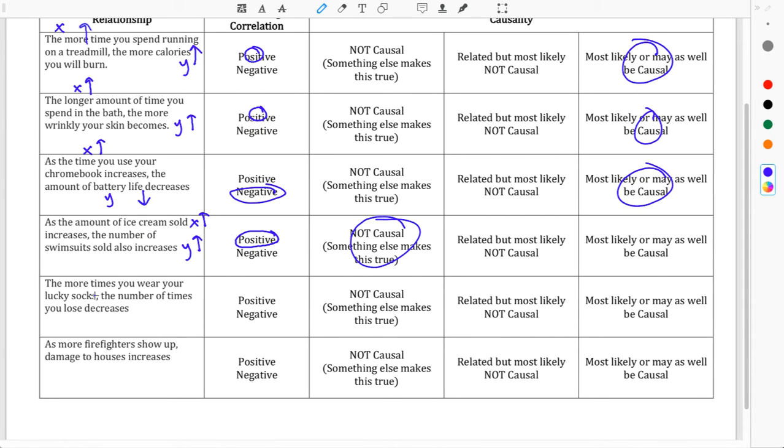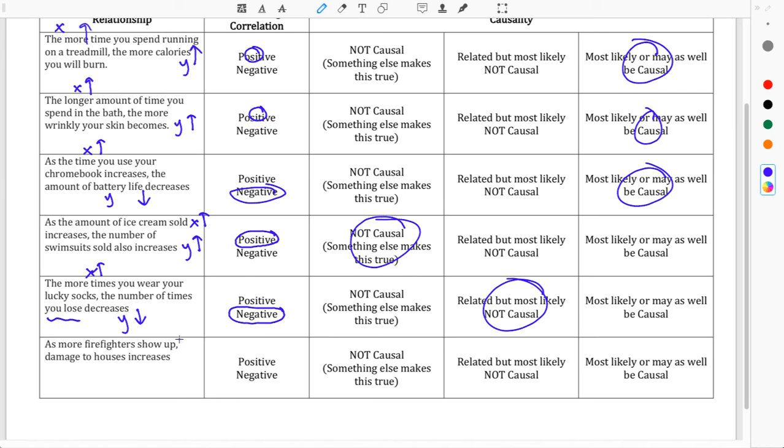The more you wear your lucky socks, the number of times you lose decreases. So as the number of times you wear your lucky socks increases, the number of times you lose a game or whatever decreases. So this is a negative correlation. But your lucky socks, I know they're lucky, but they really don't have an effect on whether you win or lose. So this is not causal. You could even put related, but not causal. Maybe it's because you feel more confident, I don't know. They're related, but it's not causal.